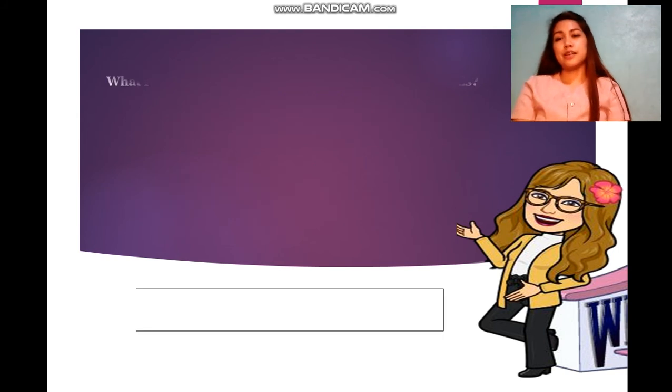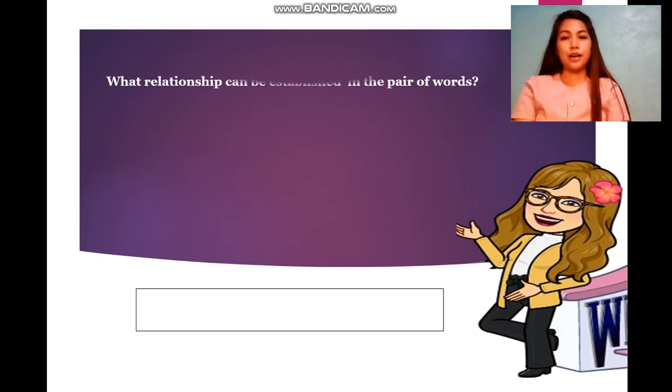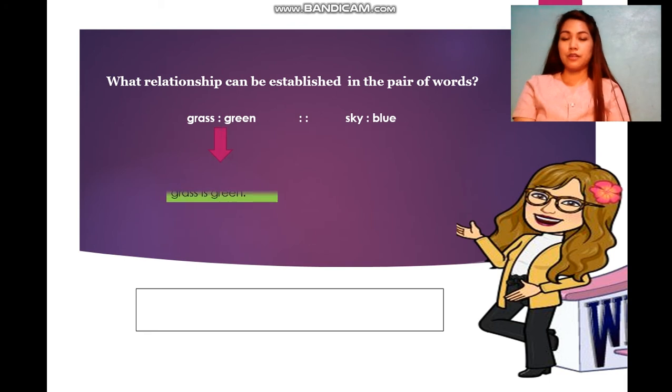Let us study the given example and find out what relationship can be established in a pair of words. Grass is to green as sky is to blue. In the first pair of words, we can say that the color of the grass is green. It means that green, which is a color, is a characteristic of a grass. Hence, grass is to green has characteristics relationship.